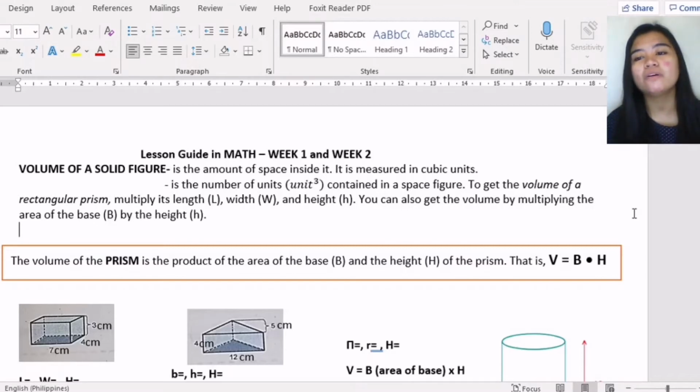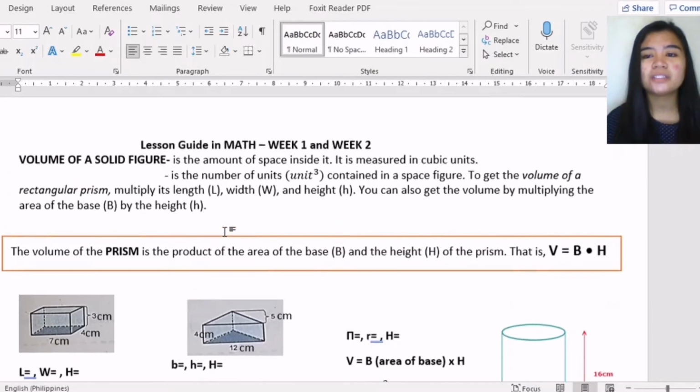To get the volume of a rectangular prism, we are just going to multiply the length, the width, and then the height. You can also get the volume by multiplying the area of the base by the height. So kapag prism ang pinag-uusapan, ang gagawin lang natin is we are going to find the area of the base and then multiply it to its height. Yun na yung magiging volume ng prism na yun. Let's have an example to better understand this.